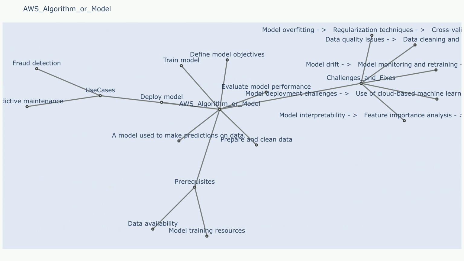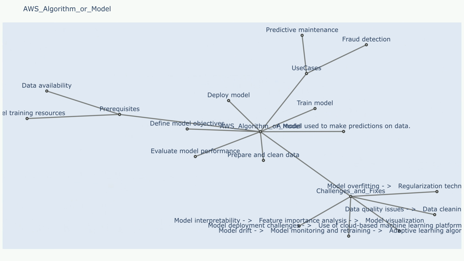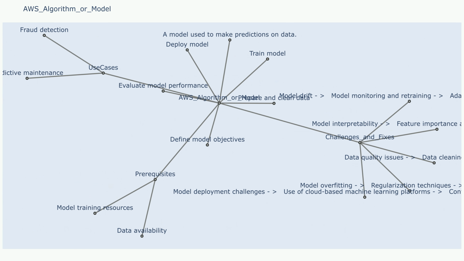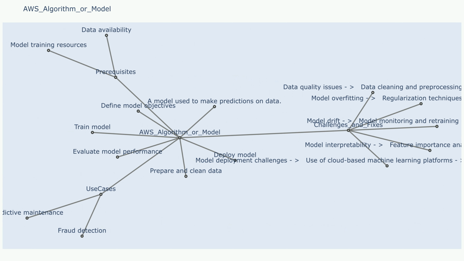Evaluation: this data should be clean, organized, and in a format that can be easily processed by the chosen machine learning algorithm. Model training resources. Training a machine learning model requires computational resources, such as CPUs, GPUs, and memory. AWS provides various services like Amazon EC2, Amazon SageMaker, and Amazon Elastic Container Service (ECS) to fulfill these requirements.